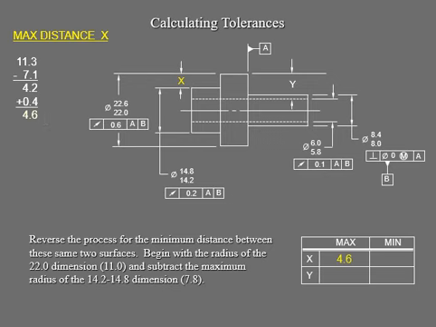And after that, we're going to reverse the process, and then we're going to get the minimum distance between them. So first we're going to begin with your 22. So that's 11, and then we're going to do with the 14.2, 14.8, and you're going to get 7.8 for that, yeah?